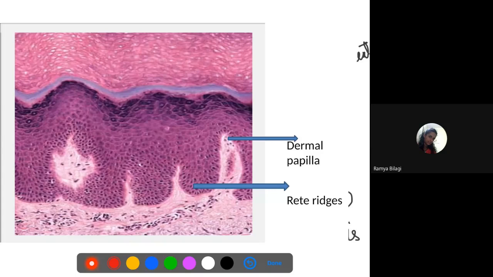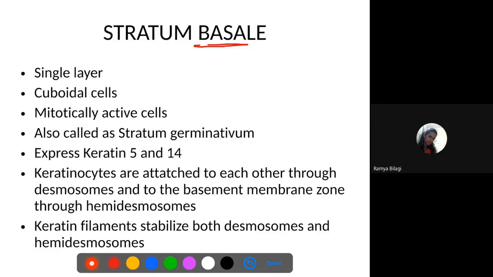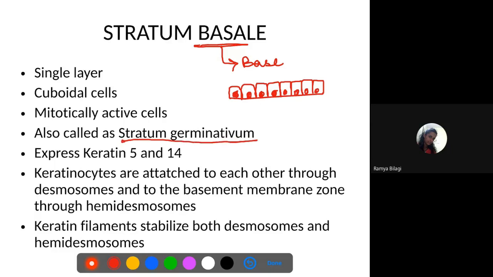Coming to the lowermost layer, which is stratum basale, you can remember it as basal, as base, the lowermost layer. So it is a single layer. When you see histologically, I showed you in the previous picture, there will be a single layer of cuboidal cells with prominent nucleus and cytoplasm. So this is how your basal layer looks. If you see these layers, they're all very mitotically active. They're all in the generative phase. Hence, it is also known as stratum germinativum. So they all give rise to subsequent layers of the skin. They are in the germinating phase.